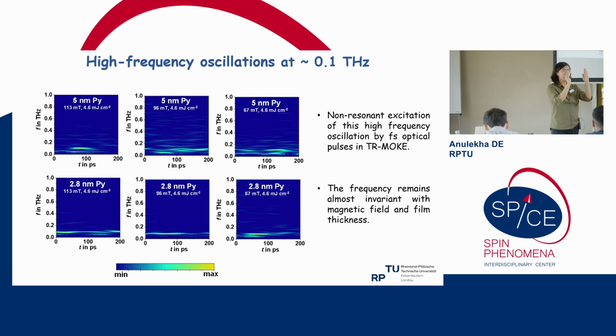And then we have taken a small portion of the time resolved data set and swept through the data set, performing the fast Fourier transform in each consecutive window. Then we can get a frequency versus time plot for these two different samples at different magnetic fields and pump fluences. And in every frequency versus time plot, we can see that there is a mode around 0.1 terahertz present in every case.